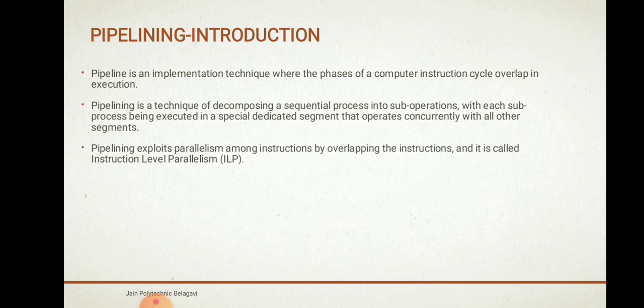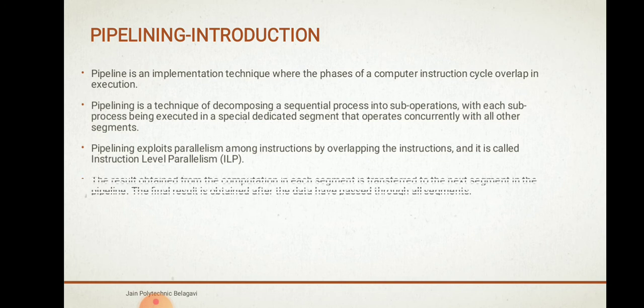Pipeline exploits parallelism among instructions. That is, it uses a parallelism mechanism by overlapping the instructions, and it is also called instruction level parallelism. That is, two or more instructions can be executed at the same time. Suppose there are two instructions: the decode of the first instruction as well as the decode of the second instruction will be executed at the same time. That is called pipelining.